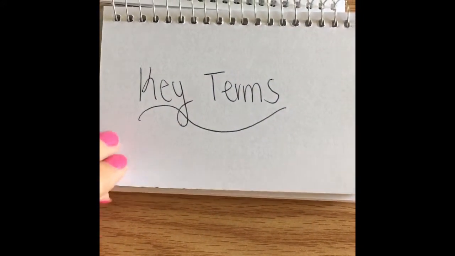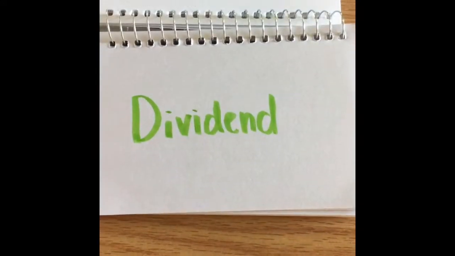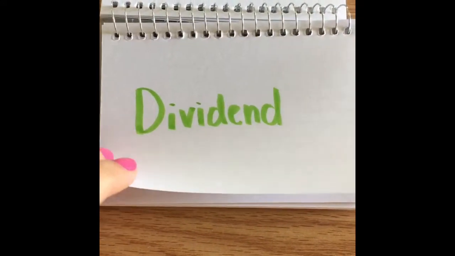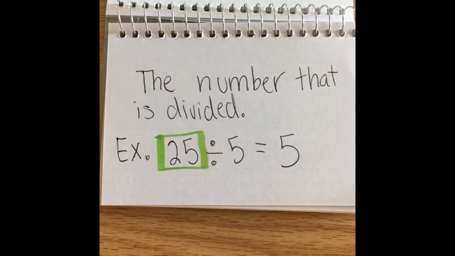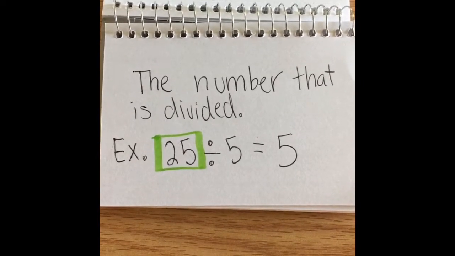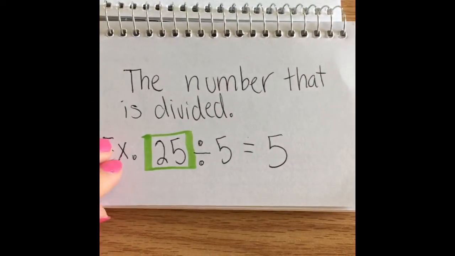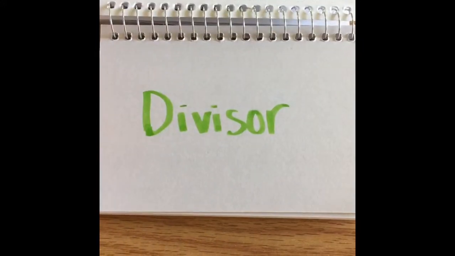Key terms. The dividend is the number that is divided. For example, 25 is highlighted because it's being divided by 5, and it equals 5.